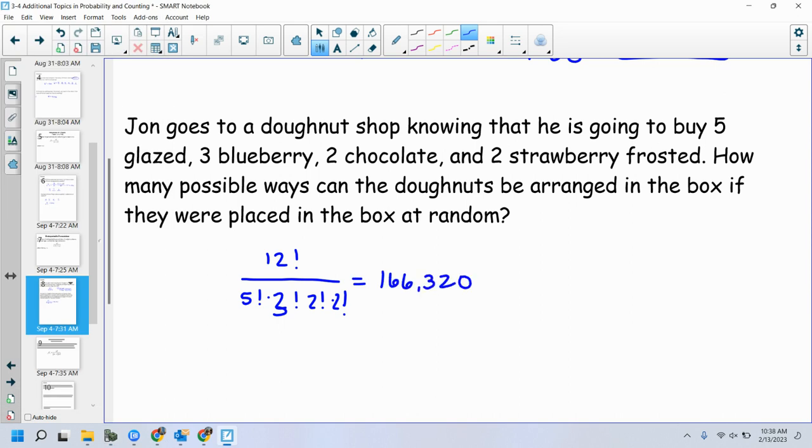Those are how many different ways we could randomly put those donuts in the box. Different ways, right? Distinguishable permutations. Ones that look different from the other. That's where it gets its name, distinguishable permutations.